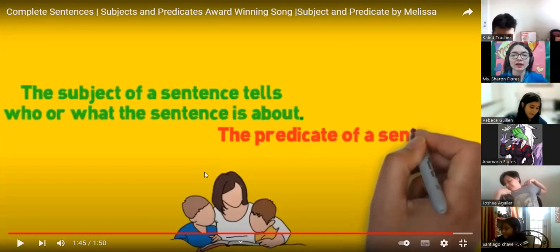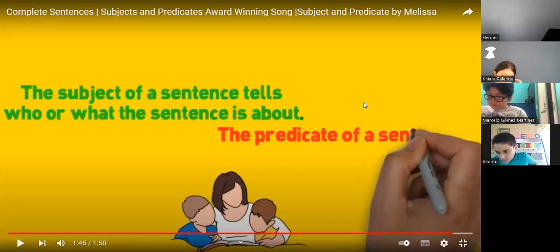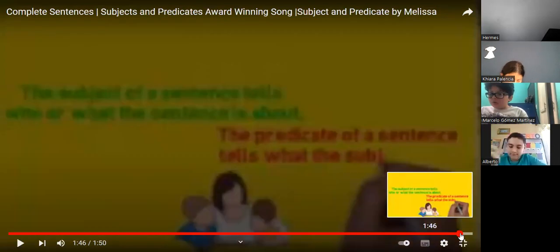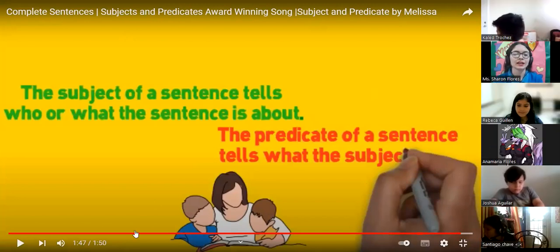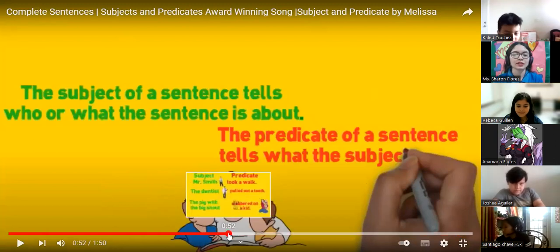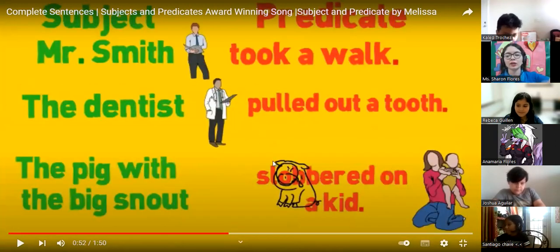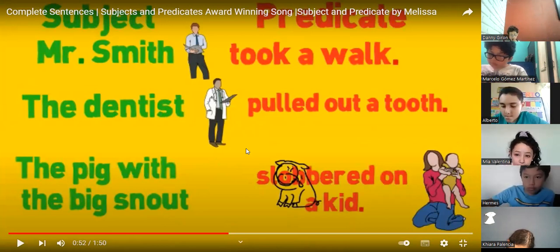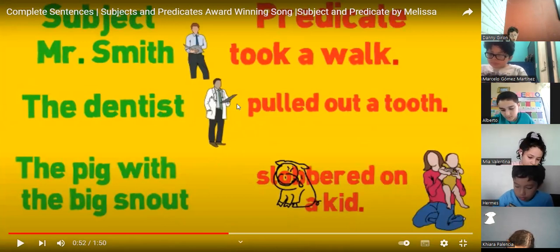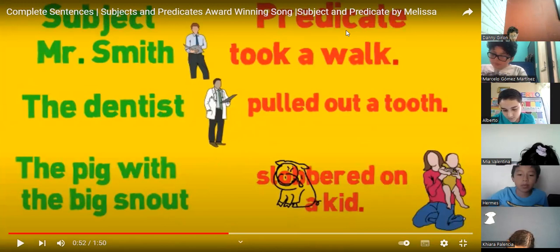Here we have a summary of what a subject is, class. Remember, the subject of a sentence tells who or what the sentence is about. And the predicate of the sentence tells what the subject is or does. That is the predicate, class. Here in the video we have some examples of subject and predicate. Subjects are in green, and predicates in red. Mr. Smith, that is the subject. Remember, the sentence is divided into parts. Mr. Smith is the subject, the first part, and the predicate is the second part of the sentence. Took a walk. So that's going to be the predicate.